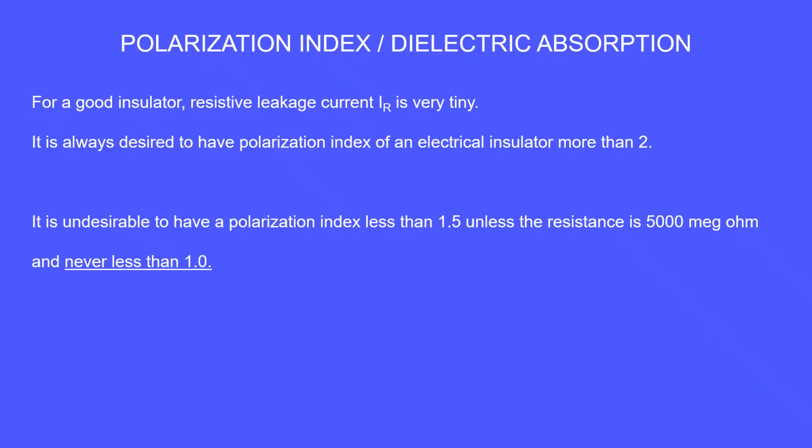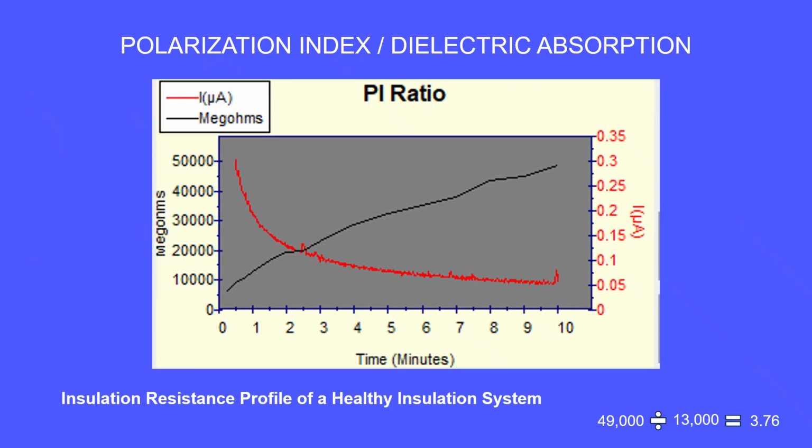This graph represents a good PI result and a healthy insulation system. As voltage is held on the winding, the megohms are climbing and the leakage current is dropping, indicating good dipole alignment is occurring. The 1-minute meg result was 13,000 megohm and the 10-minute meg result was 49,000 megohm. 13 into 49 is a ratio of 3.76, which is greater than 2.